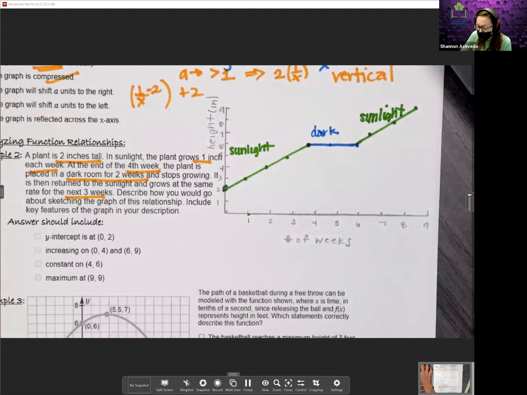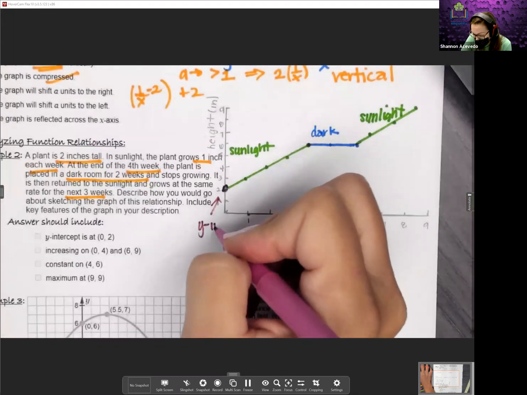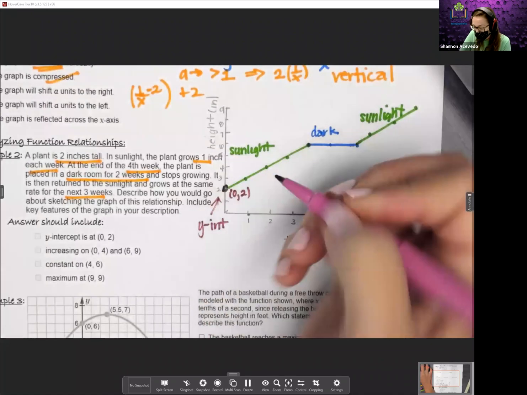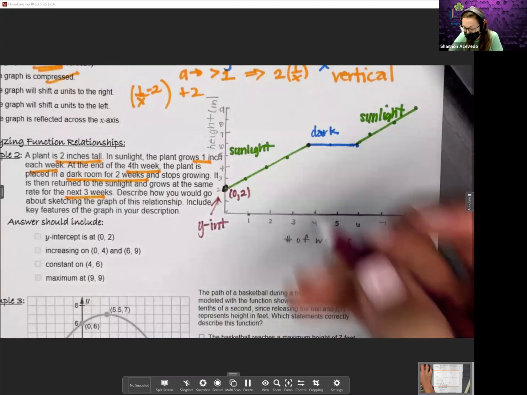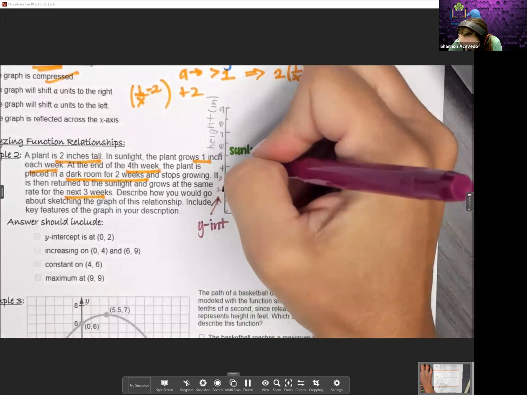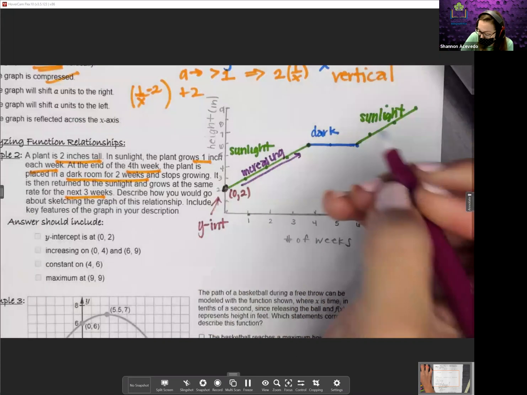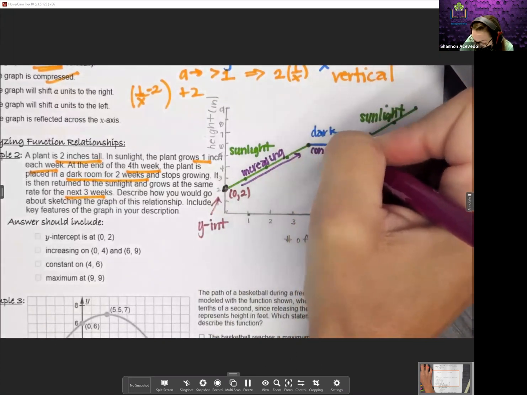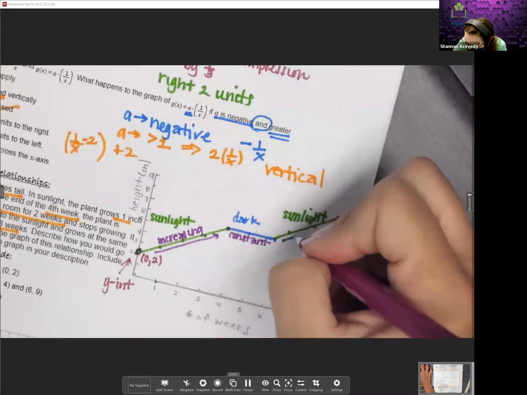So what are some things that I can pull from this graph? Well, this very starting point right here, that's my y-intercept, right? So the point for my y-intercept is going to be at (0, 2). That's one thing I can easily pull. What else can I pull? Well, I can see that my graph is increasing here because it's going up. This is what we would say is constant, because it's not going up or down, it's just staying level. And again, my graph would be increasing here.